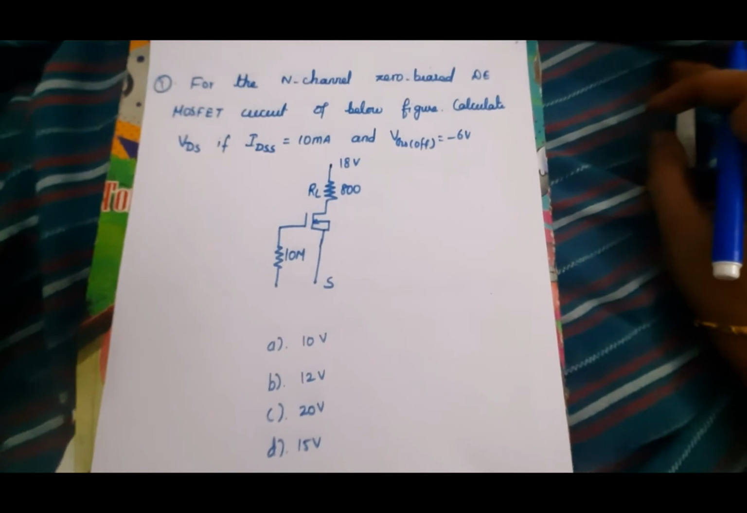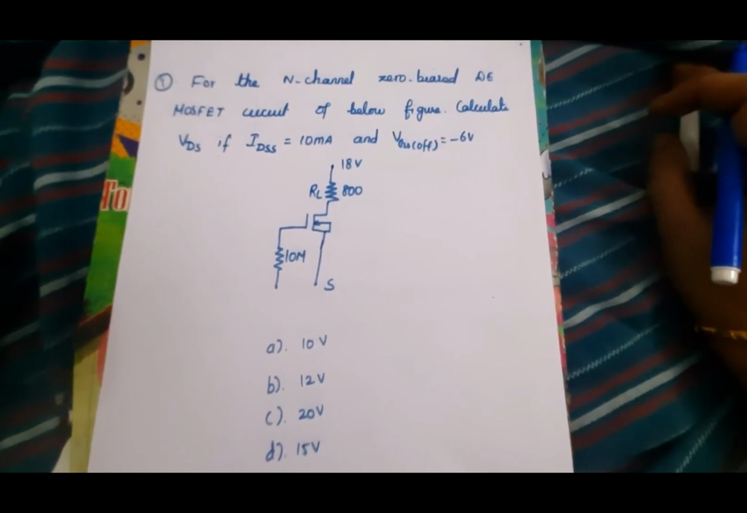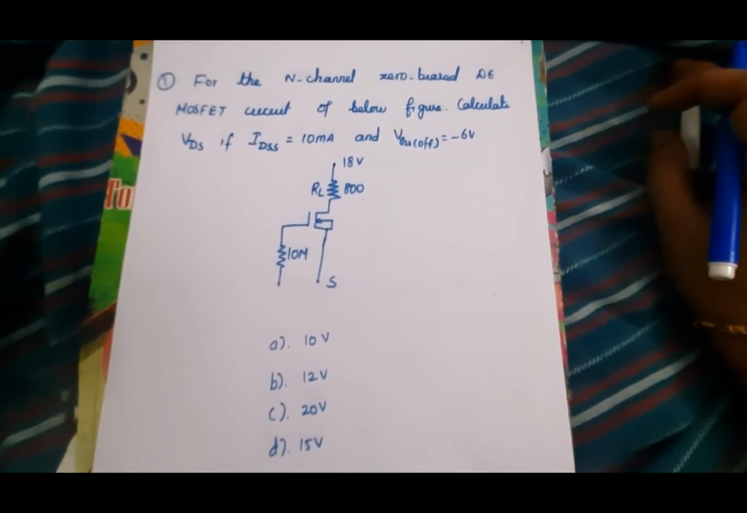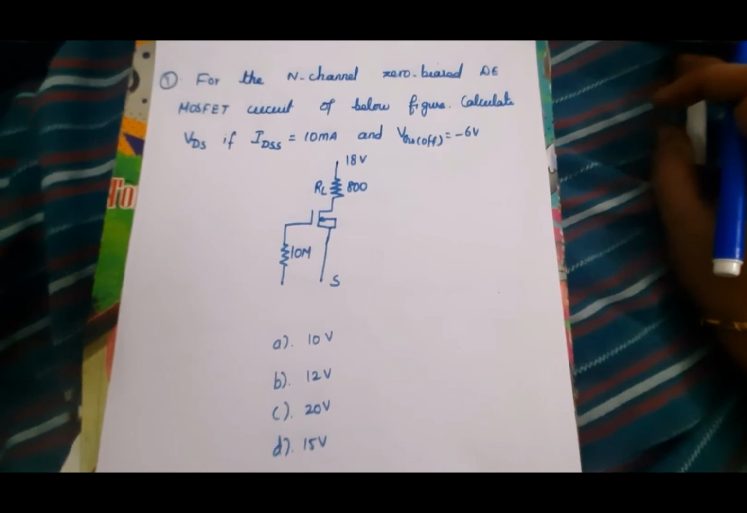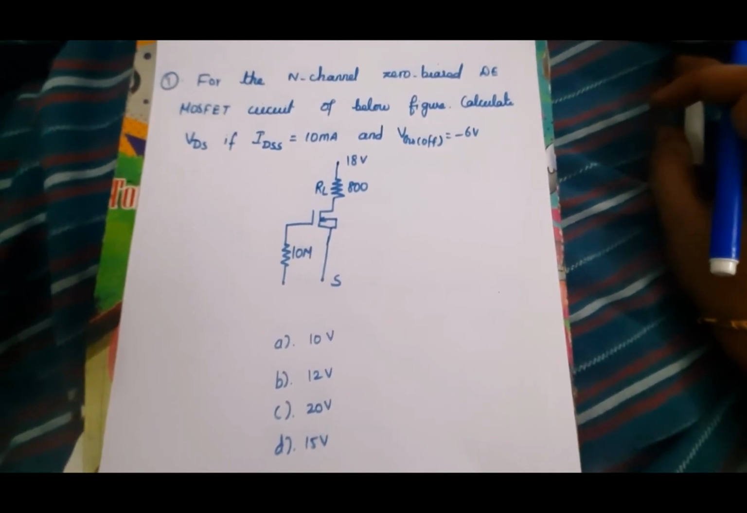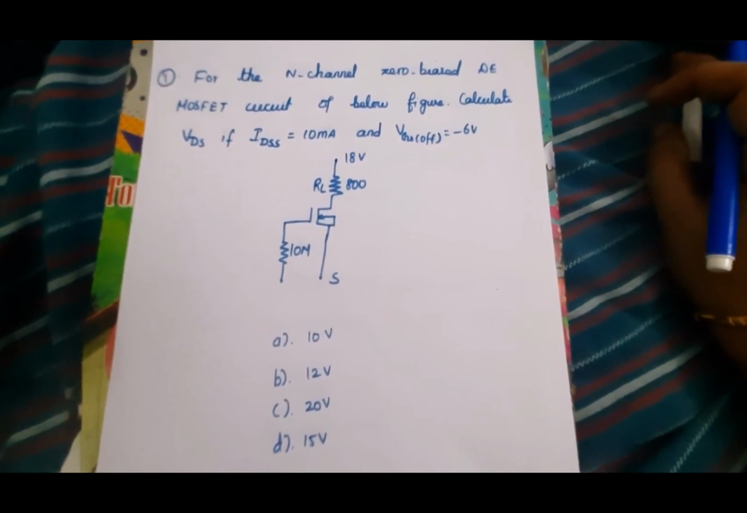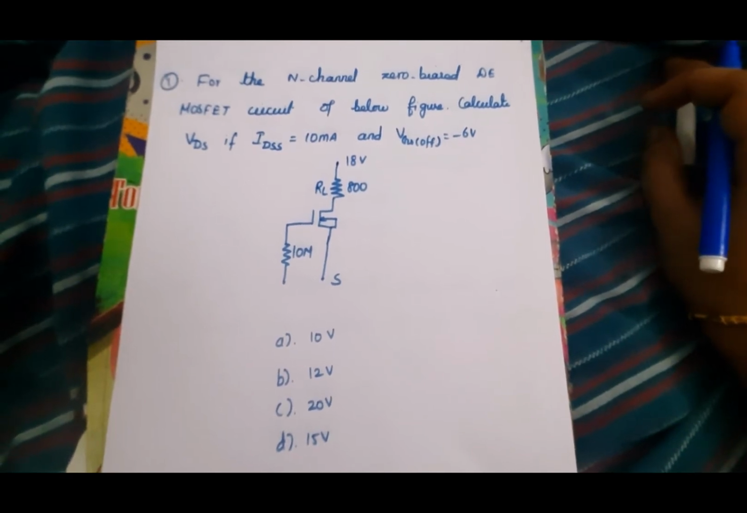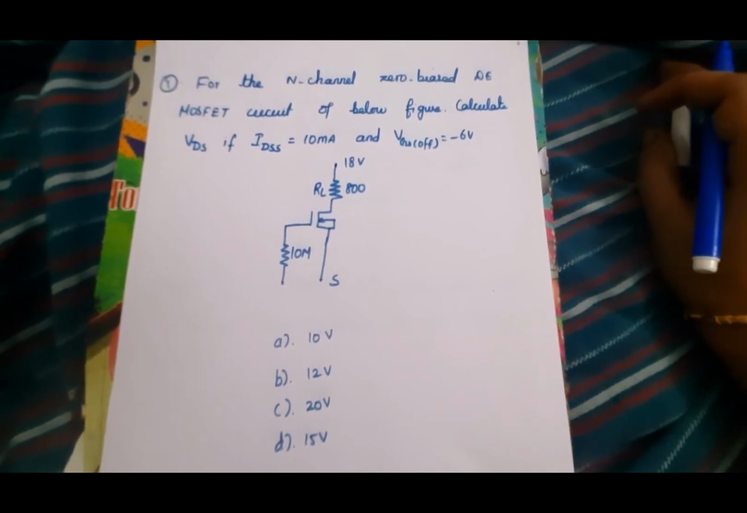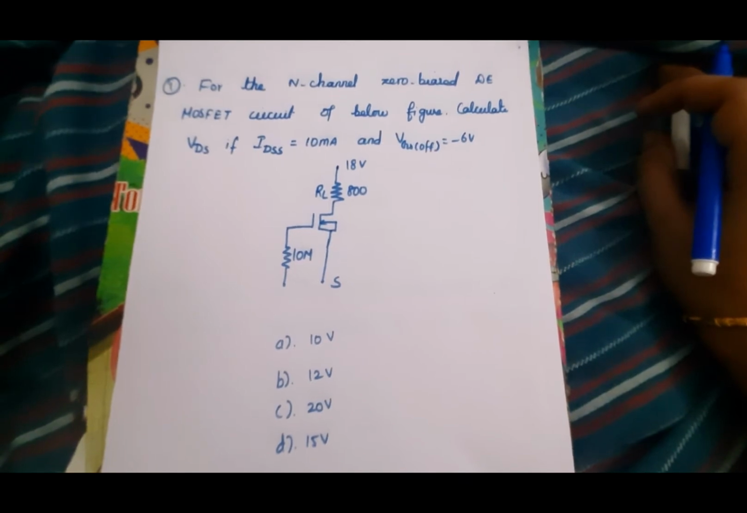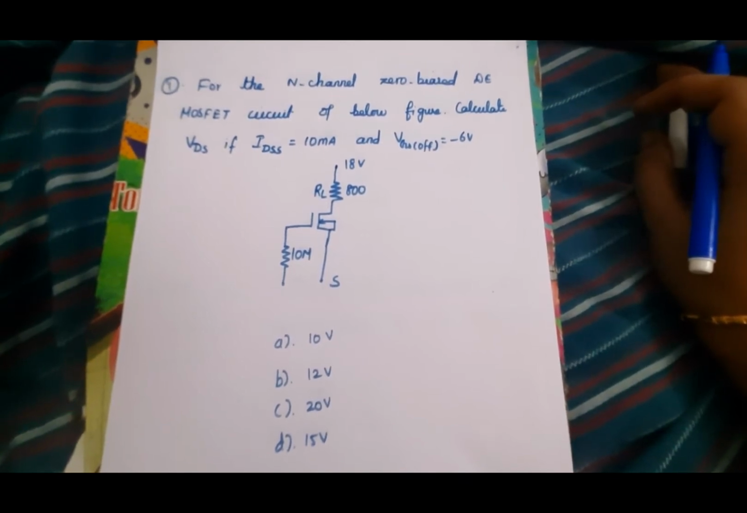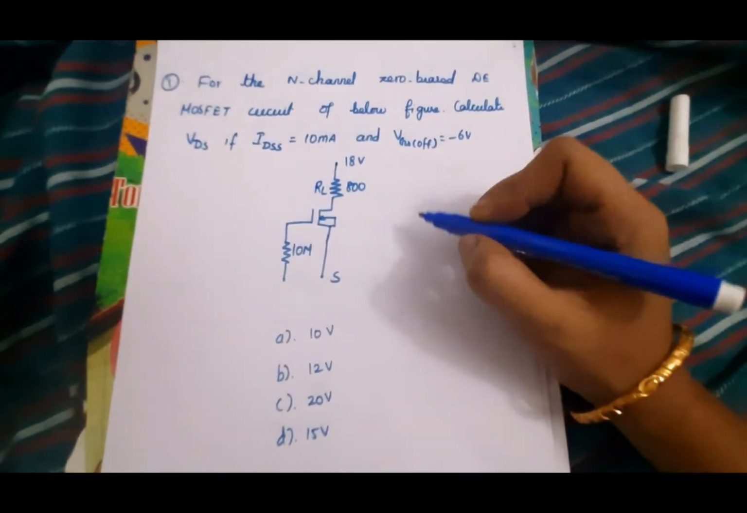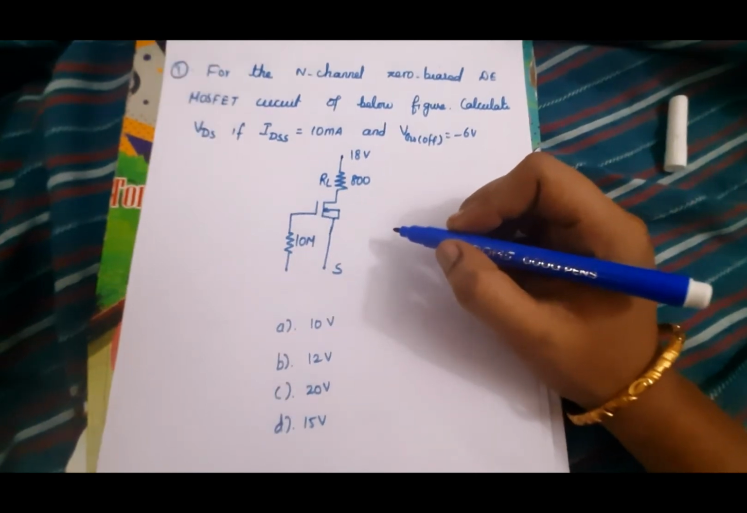First question, for the N-channel zero bias depletion MOSFET circuit of the below figure, calculate VDS if IDSS is equal to 10 milliamps and VGS(off) is equal to minus 6 volts. Find VDS for IDSS equal to 10 milliamps and VGS(off) equal to minus 6 volts, and find the answer from A, B, C, D.